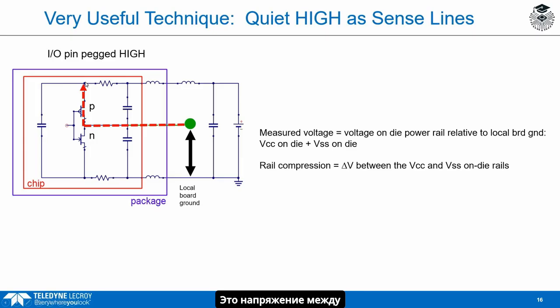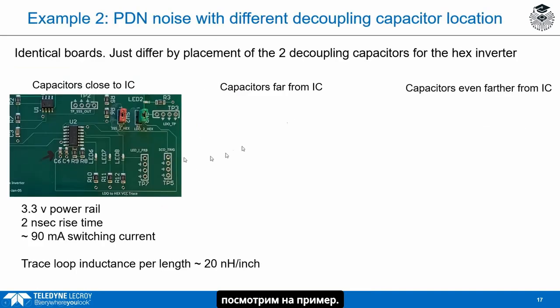It's the voltage between the VCC and the VSS on the die. And that's really the number that we care about. That's what the die is going to be sensitive to. And so that's the technique that we're going to use to measure the rail collapse voltage. And now let's take a look at the example.